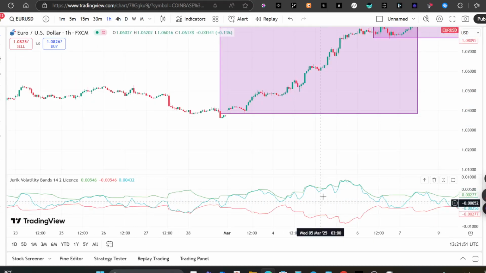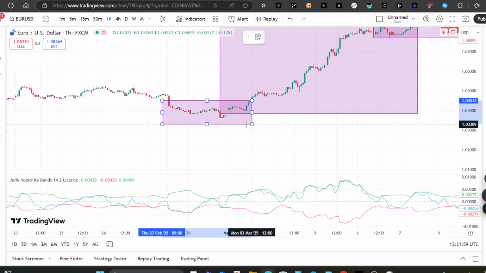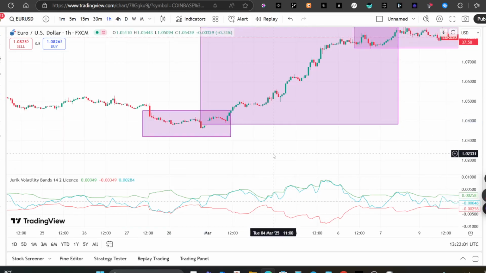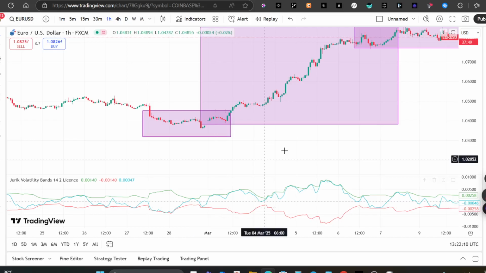Yeah, when the bands start to widen, especially after a period of consolidation. You can see we had a consolidation here, right? We had a consolidation here. So when the band starts to widen, especially after a period of consolidation, which is represented by narrow bands, it often signals that volatility is increasing. So this is the perfect time to set up a breakout trade.